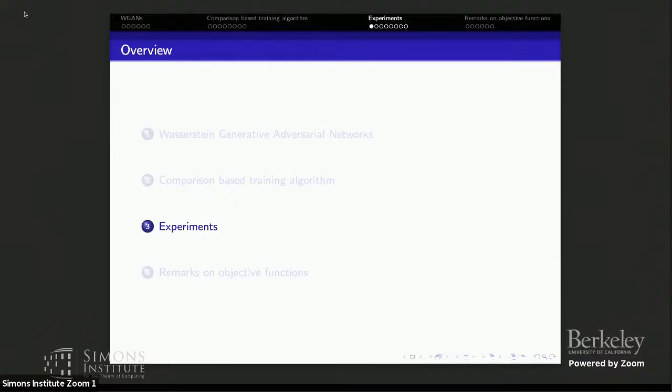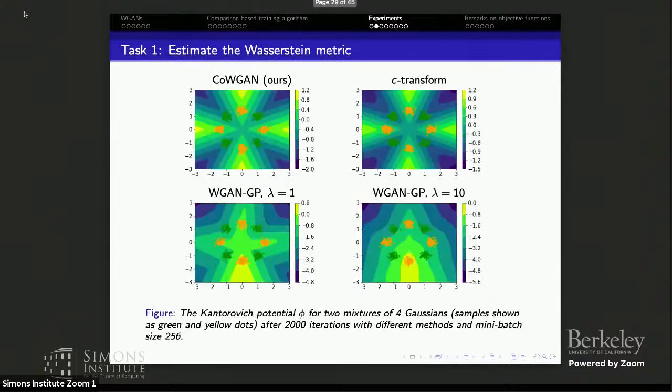Okay. Then I will introduce some experiments here. Here I consider two mixtures of 4 Gaussians. So you can see the yellow points and also the green points. The c-transform Kantorovich potential phi can be computed as follows. This figure shows the values of the Kantorovich potential as well as the level set. You see that this is symmetric.